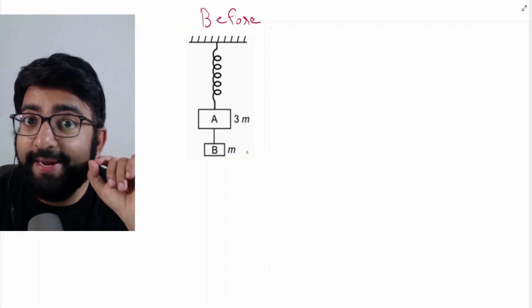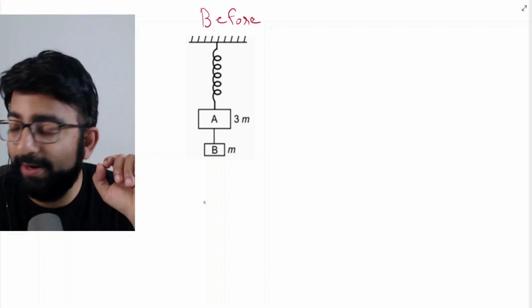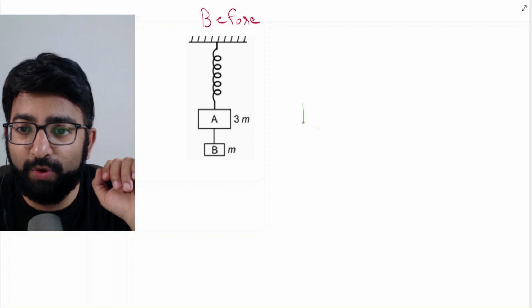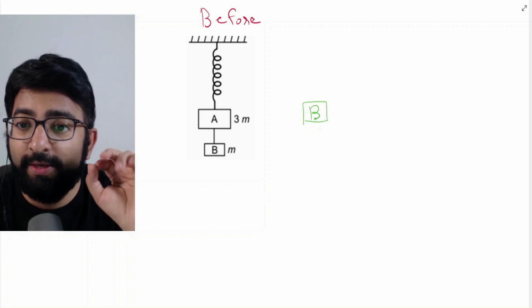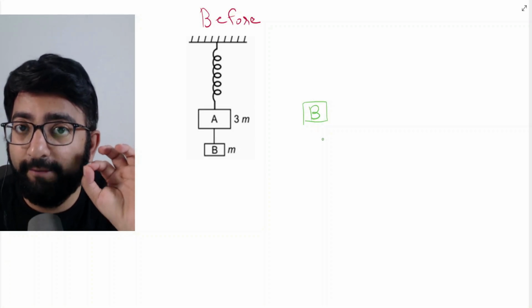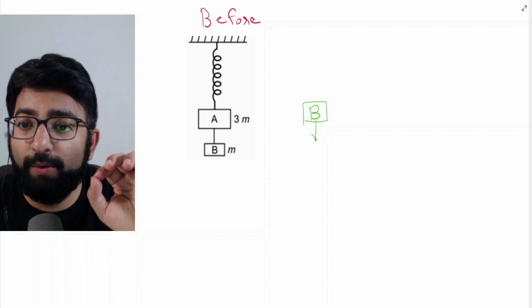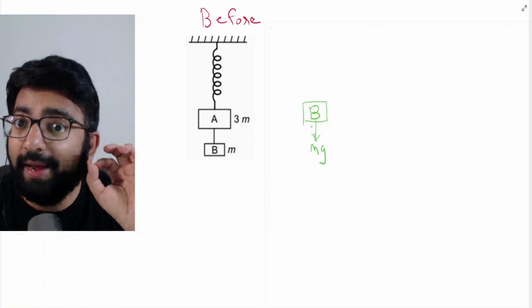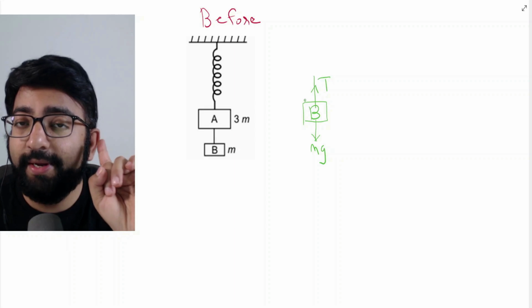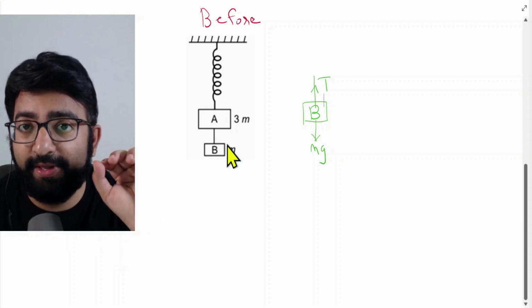So let us draw the individual free body diagrams of A and B, starting with B. So let me draw B on the right hand side. The first force acting on B will be the weight of the object B, which is mg downwards, and there will be tension going in the upward direction since the string is connected.